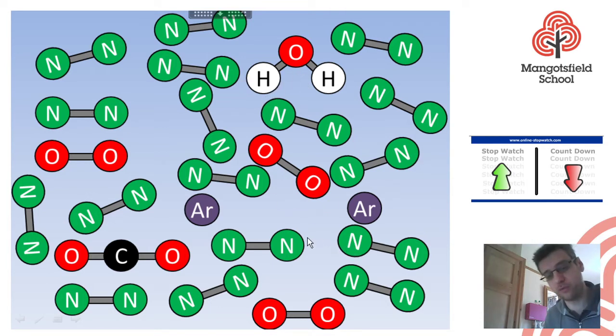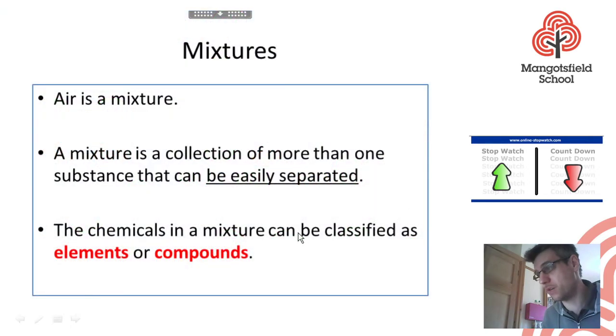Right, so they have a chemical formula based on what atoms are in their molecules, and they are all mixed together in air. So air is a mixture of these different chemicals. Now a mixture is a collection of substances that can be easily separated. So air is definitely a mixture because it's got more than one substance that can be easily separated.